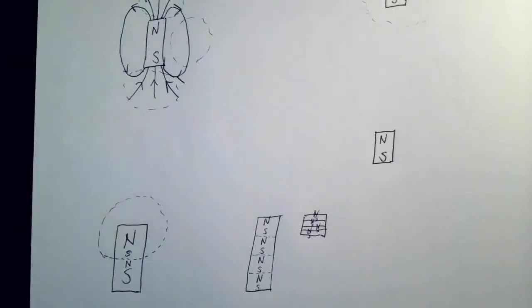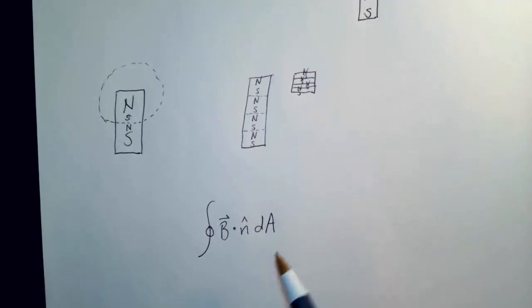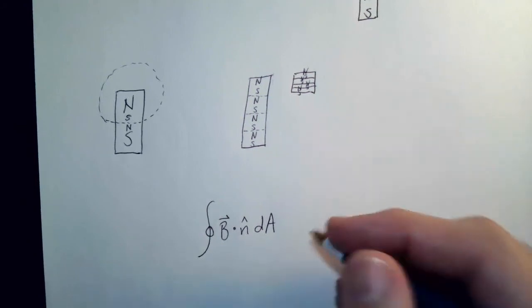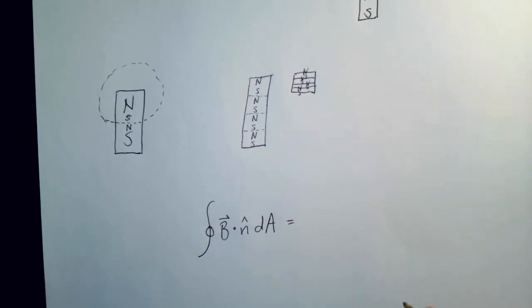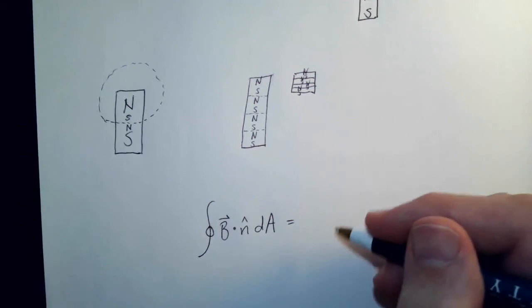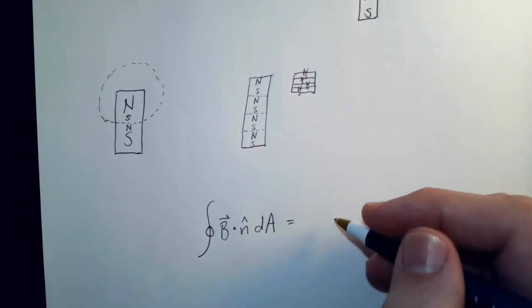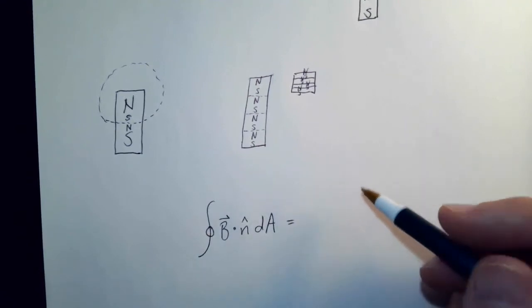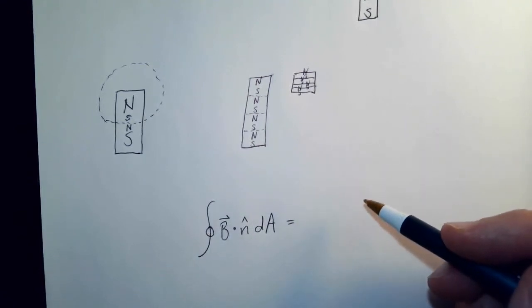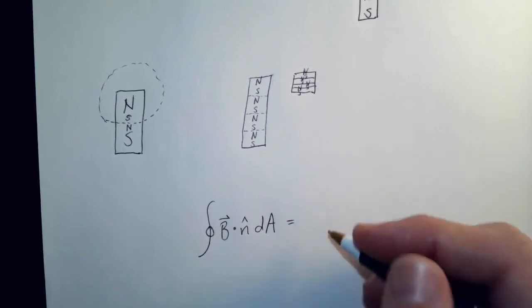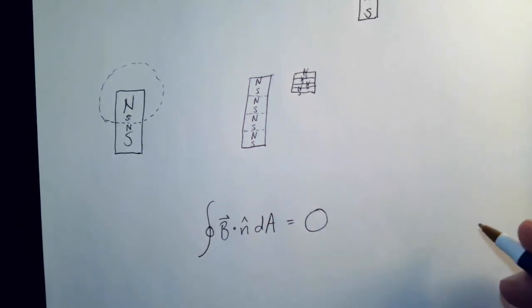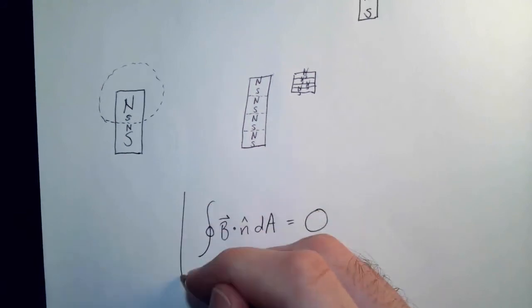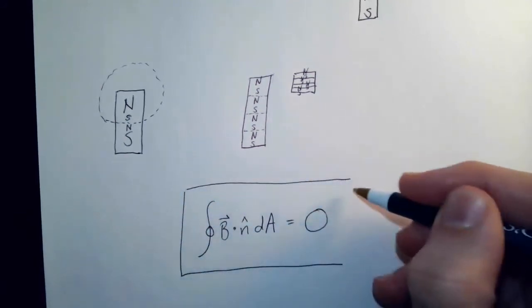So Gauss's law for magnetism looks exactly like Gauss's law for electricity. I have the flux on the left-hand side, and on the right-hand side is the total enclosed charge. Charge was our source and sink for electricity, but here I've shown that you can't have a source or a sink in magnetism without having one of each. So the flux is always zero in the magnetic case. This is called Gauss's law for magnetism.